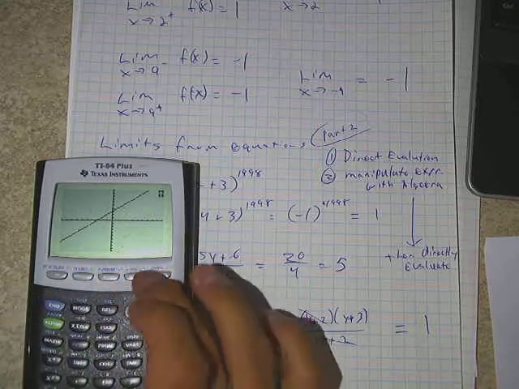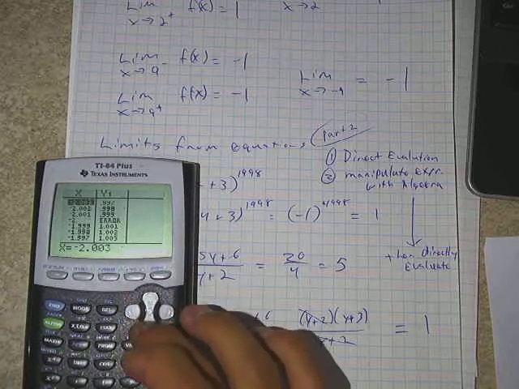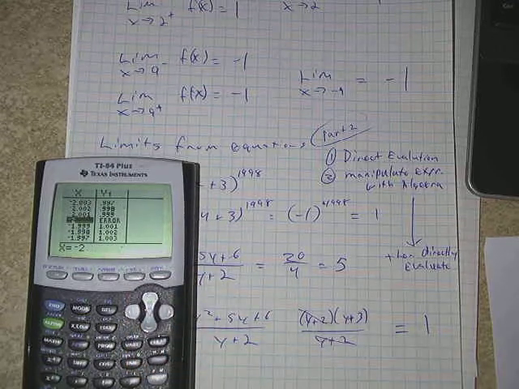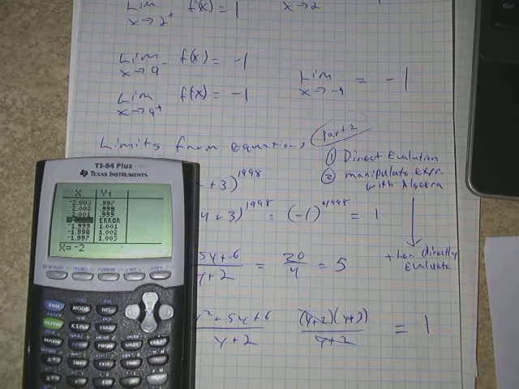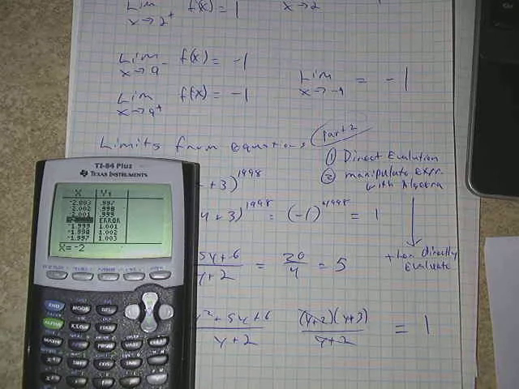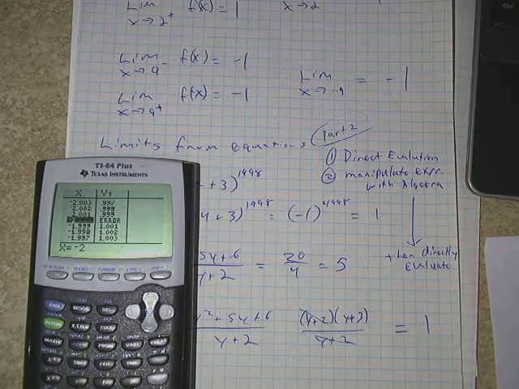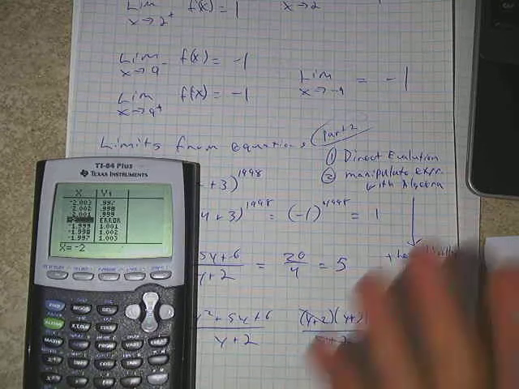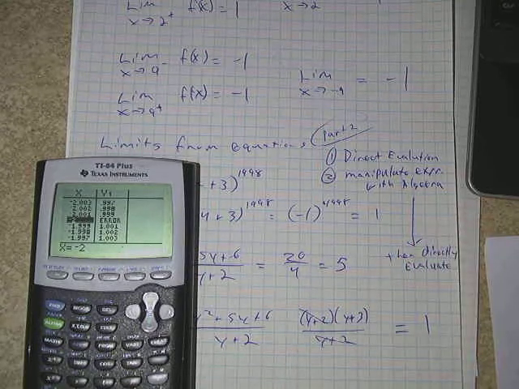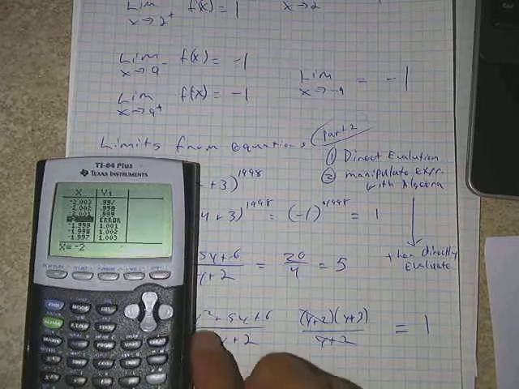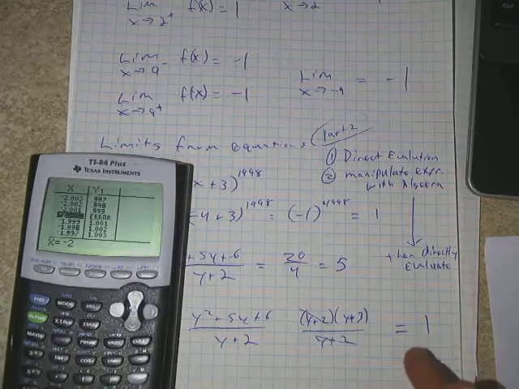Whoops, wrong button. Okay, you'll notice that, again, at -2 you have an error. But what can we see on the left and right of -2? They're both very, very close to what? To 1.